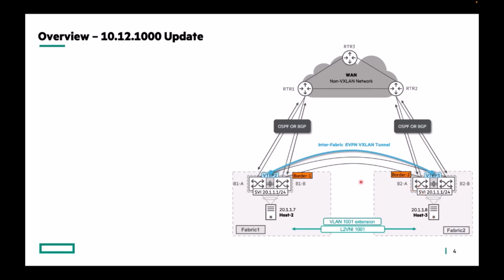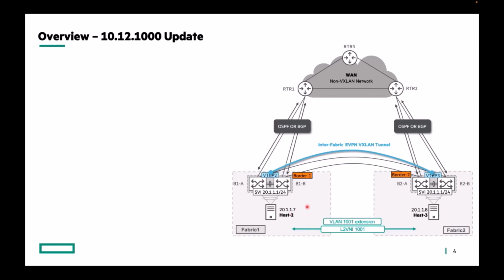They have their own hosts connected. Mind the subnet, which we are going to utilize for the entire session, is the 20.1.1.0 network. Host 2 is .7, host 3 is .8. They are directly connected to our border leaf. Now, this is a VXLAN network. It's a subnet stretch on VLAN 1001, so the L2VNI would be 1001. These hosts are on this VLAN.